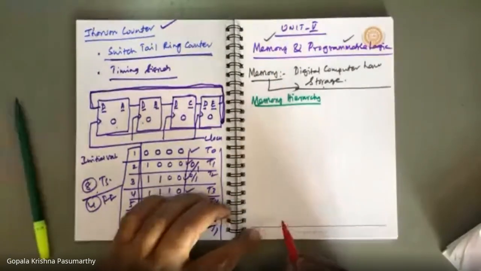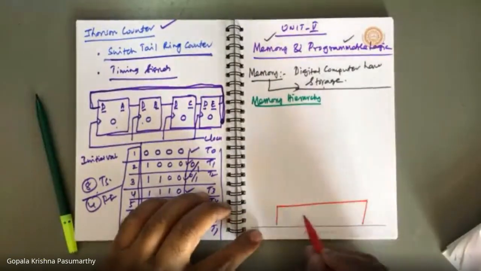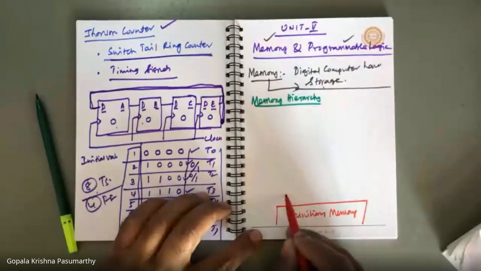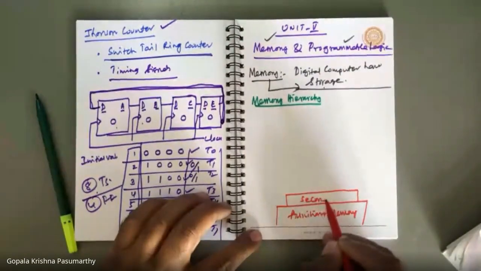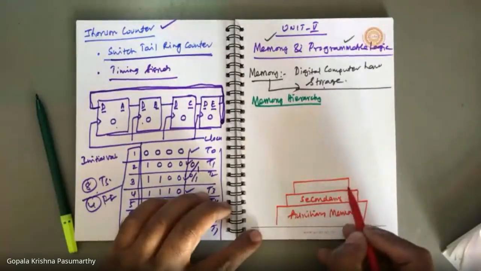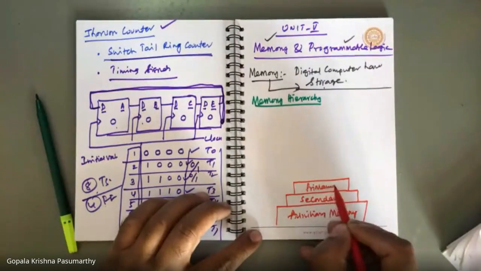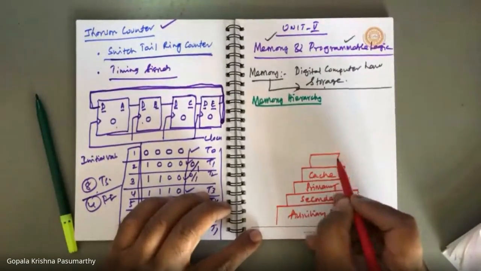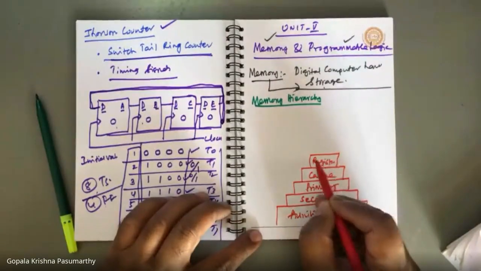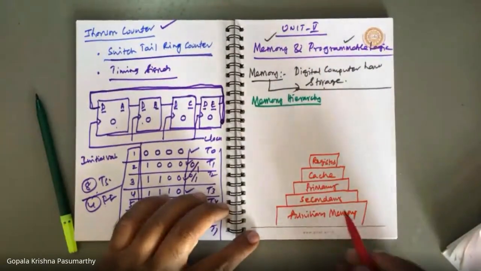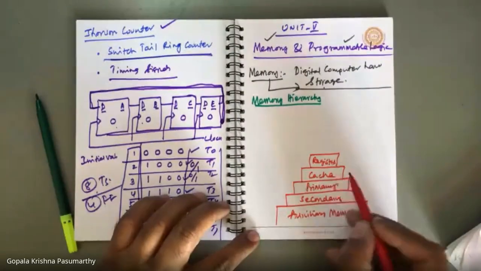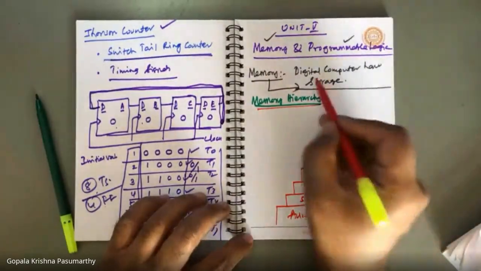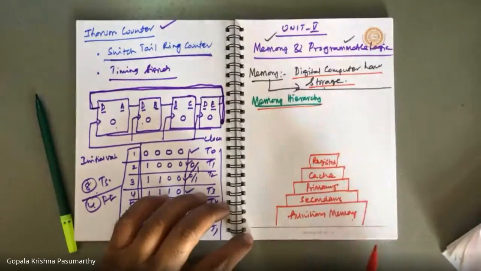What do you mean by memory hierarchy diagram? At the bottom of the diagram, we will be having auxiliary memory devices. On its top, we will be having secondary memory devices. On its top, we will have primary memory. On top of primary memory, we have cache memory. On top of cache memory, we will be having registers. See, auxiliary memory, secondary memory, primary memory, cache memory, registers. Every digital computer shall have all types of memories.